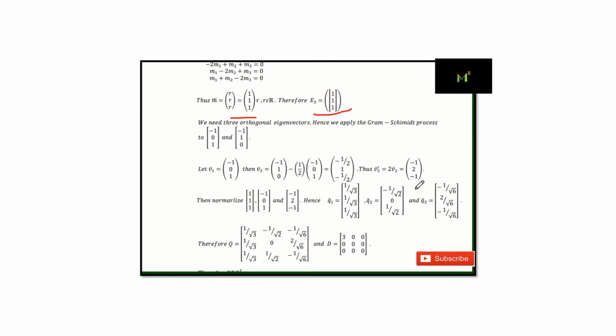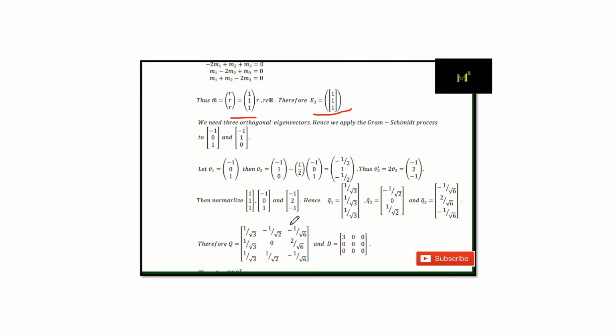Now these 3 vectors are our orthogonal eigenvectors, and you can check them. All of them are orthogonal to each other. You can multiply this and this, you're going to get 0. That with that, it's going to give you 0. This and this will give you 0. So that means these eigenvectors are all orthogonal.